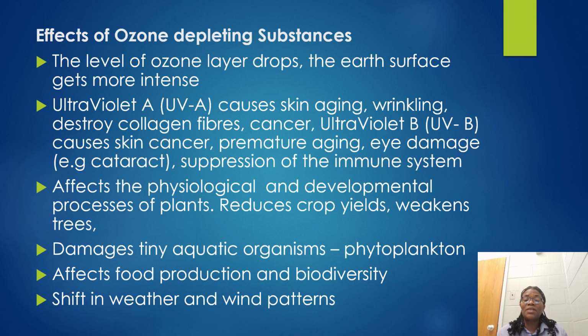Then it also damages the aquatic organisms, especially the tiny ones that are referred to as phytoplanktons. Phytoplanktons in the aquatic environment are producers. They are very small. In most cases, they are found on the surface of the aquatic environment. They are able to grab the sunlight to carry out photosynthesis, so as to produce food for the aquatic environment. But when the ozone layer is depleted by these substances, these aquatic organisms are destroyed, they are damaged, and it also affects food production and biodiversity.